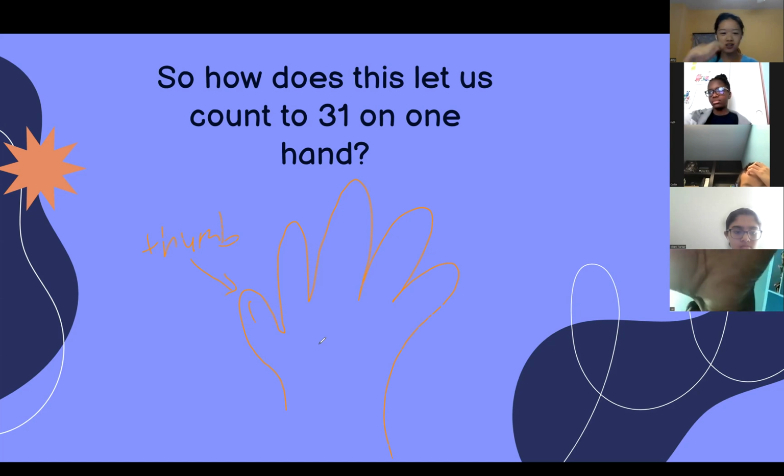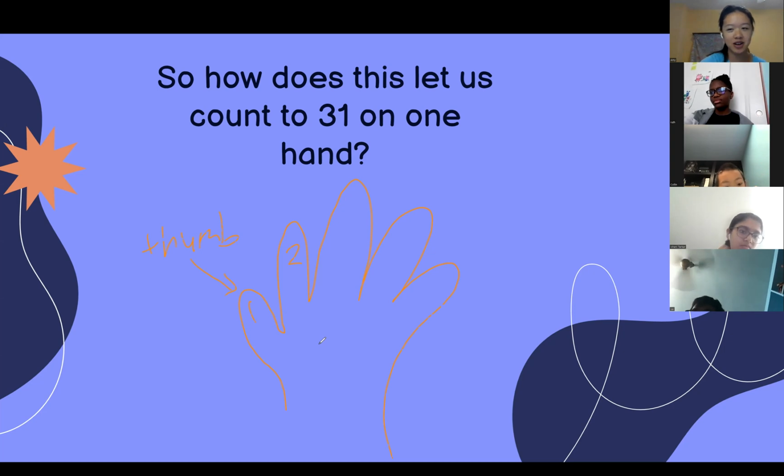And my pointer finger is going to represent the place value of 2 to the first power, so the 2's place. My middle finger is going to represent the place value of 2 to the second power, so 4, and so on. And my pinky is going to represent the place value of the 16's place. Okay, so this is base 2. And how you would count to 32 is that you just run through the numbers one by one.